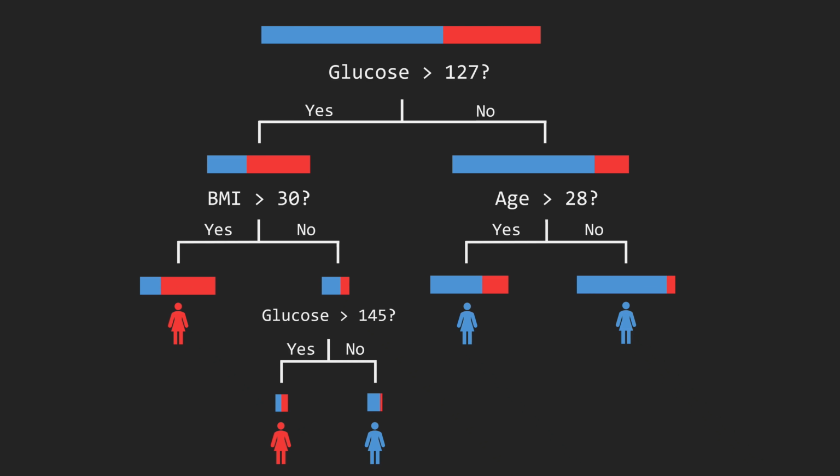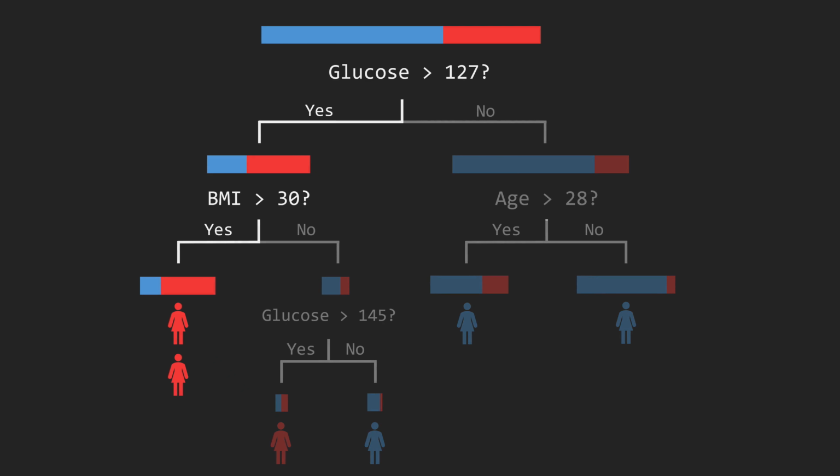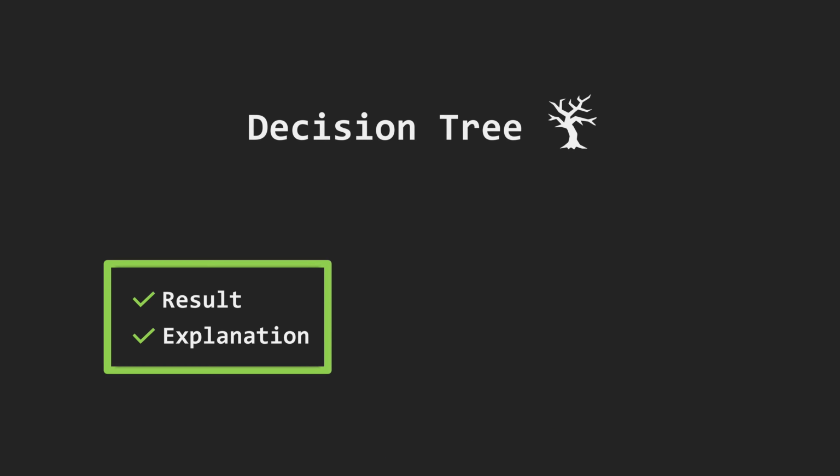Once we have finished growing the decision tree, we can diagnose new patients by following the questions. If a patient has high glucose and BMI over 30, she is likely diabetic. We can also state it in explanation form. High glucose and high BMI contributed to the diagnosis. That's exactly what we wanted, a result with an explanation, which makes a decision tree a white box model.